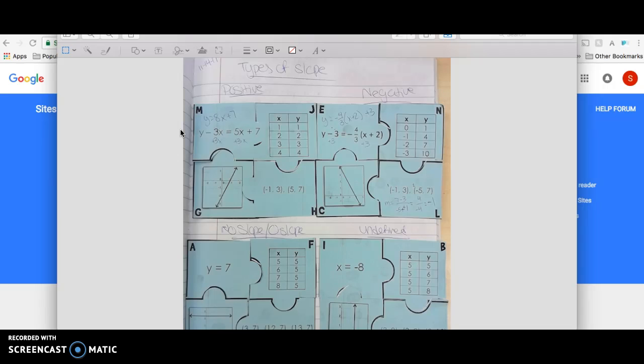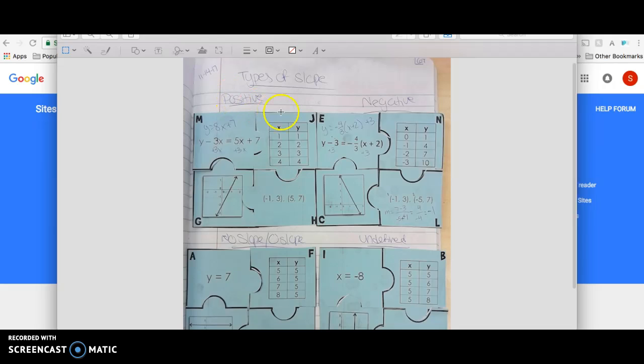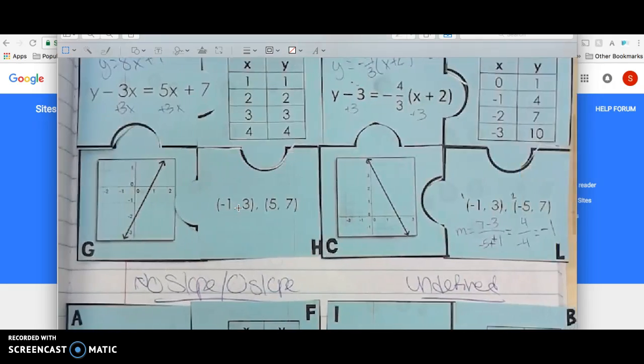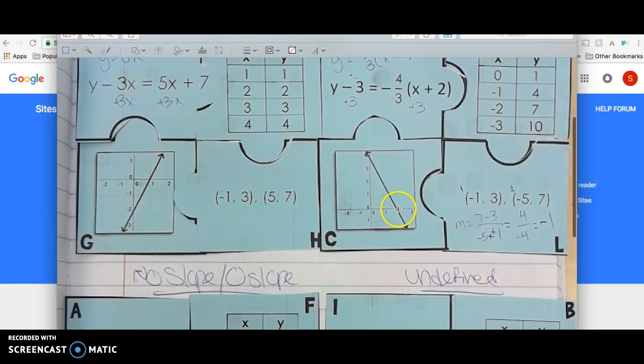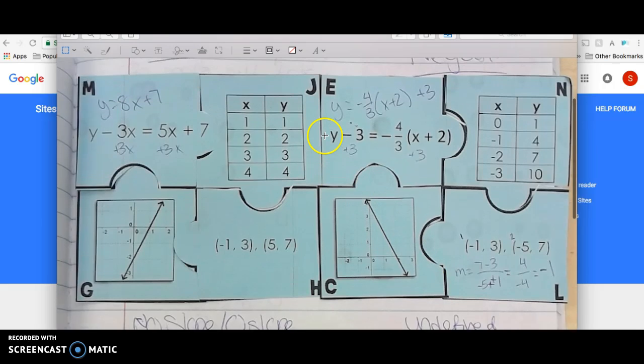So again, I'm going to go through each principle, and each little sub-principle, and just talk about the notes that I made for each. So I'm going to start off with engagement and recruiting interest. The students chose what they wanted to start with. When we glued these in, we glued them in positive, negative, no slope, or zero slope, and undefined.